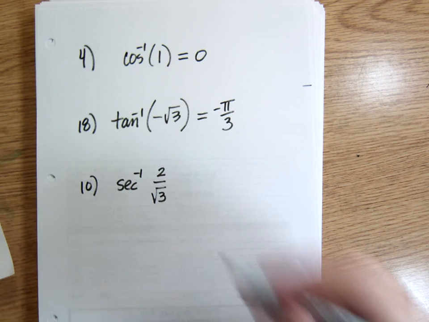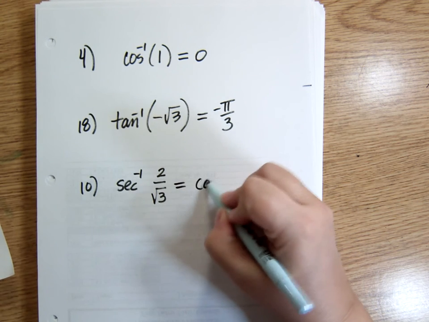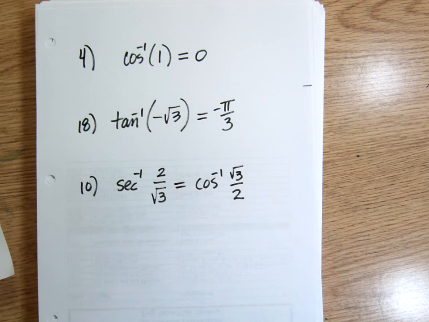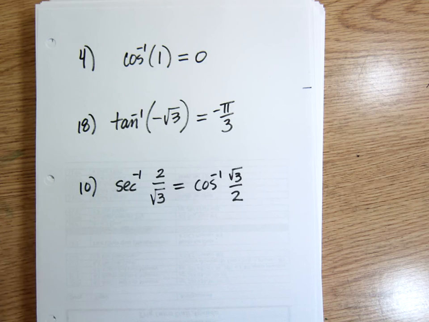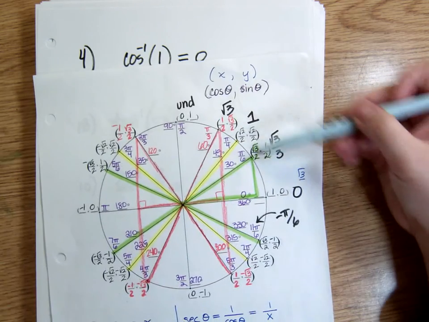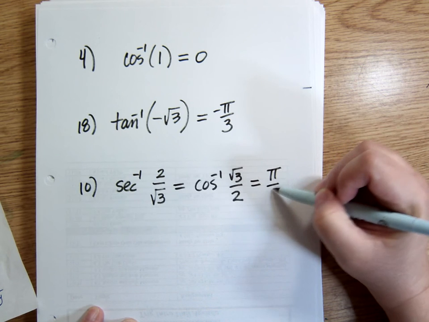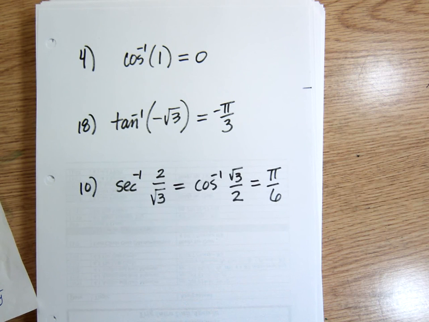Cosine. So this is saying the exact same thing as if you asked, what's the inverse cosine of square root of 3 over 2? And that's a positive number, so I'm going to look in the first quadrant, and cosine is square root of 3 over 2 at pi over 6. Okay?